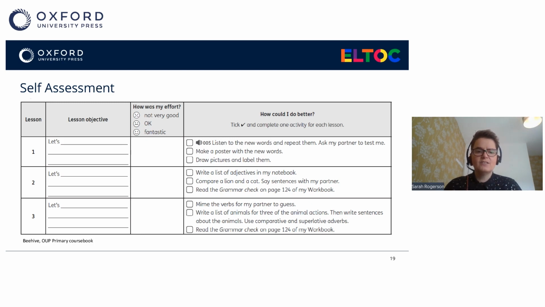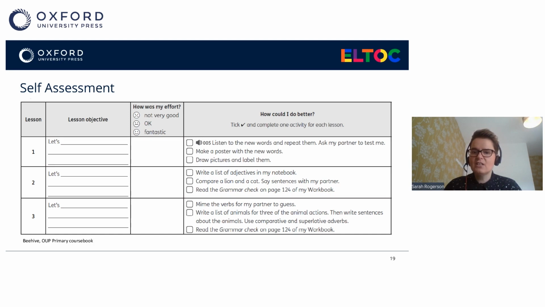So again, it's just the same kind of thing, really. Making learning visible. What was my learning intention? What was the lesson objective? How hard did I try? And what could I do better next time? And again, this is making learning visible and helping drive learning forwards.